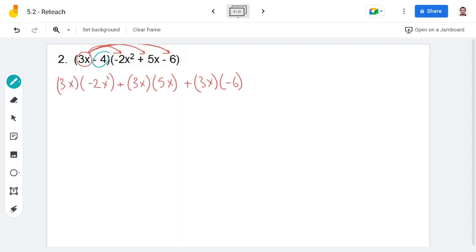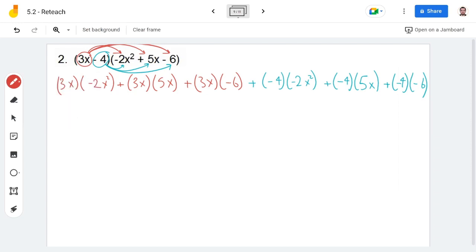Now let's take the negative 4. Okay, so negative 4, plus negative 4 times negative 2x squared. Negative 4 times 5x. Okay, the last one, negative 4 times negative 6. Now let's simplify this one.